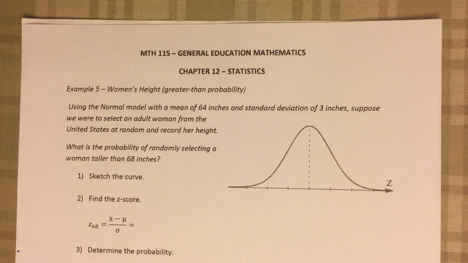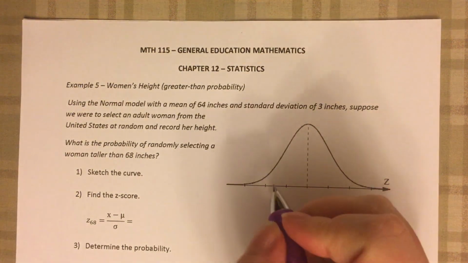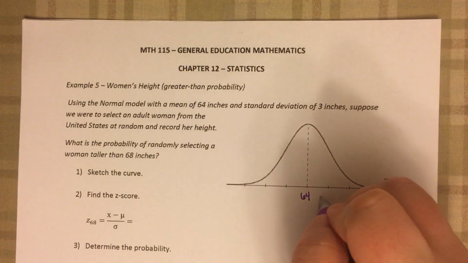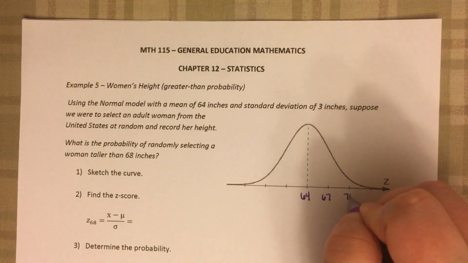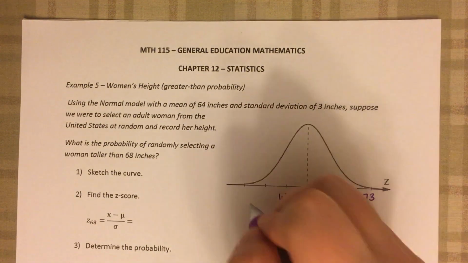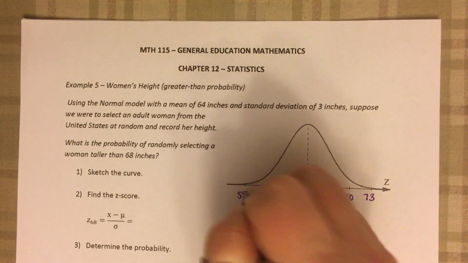Right, so we're going to look at another example here. We have the same setup. So we're still using a normal model with a mean of 64 inches and a standard deviation of 3 inches. Right, so our center value is still 64. We add 3 as we're going to the right. We get 67, 70, and 73. We subtract 3 as we're going to the left. We get 61, 58, and 55.